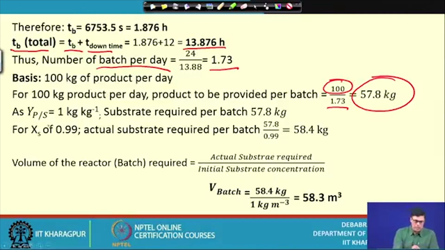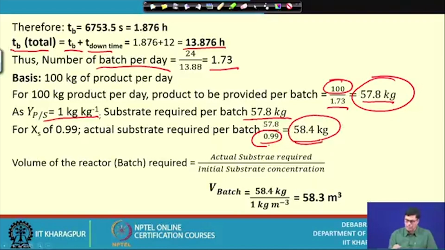Am I right? Now we already found from the stoichiometry that 1 kg of substrate can give 1 kg of product. If it is like this, we can easily say that to get this much product, we require the same amount of substrate, that is 57.8 kg of substrate. But in this problem, the conversion efficiency has been given as 99%. Am I right? So this is to be divided by 0.99. So the actual amount of substrate required will be 58.4 kg. Now I told you the volume of the reactor, then what will it be equal to?